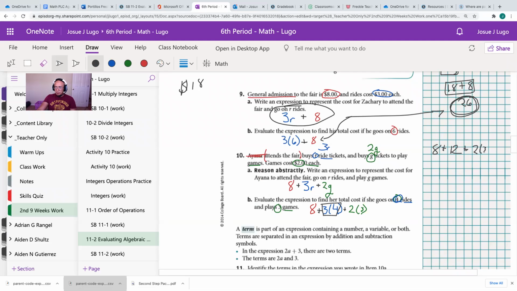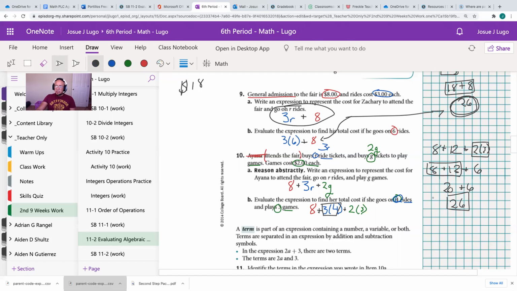Let me do one step at a time. Now I have addition, addition, and multiplication. So I'm going to do multiplication first. So that's going to be 2 times 3 is 6. I'm going to bring everything else down. So I have 8 plus 12 plus 6. So 8 plus 12 is 20. 20 plus 6 is going to be 26.